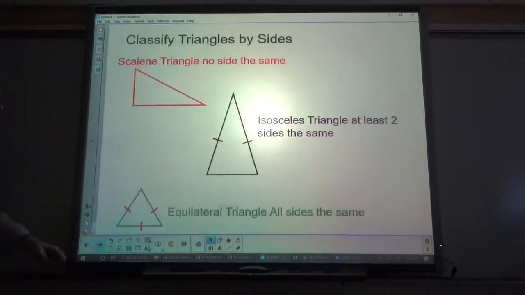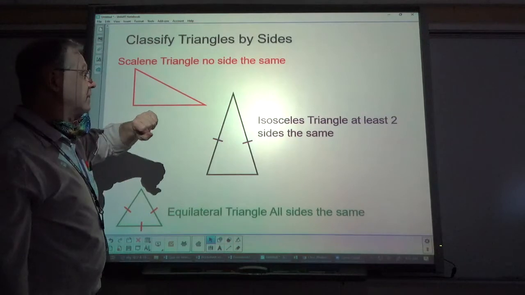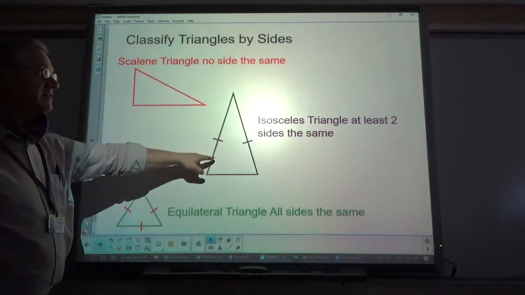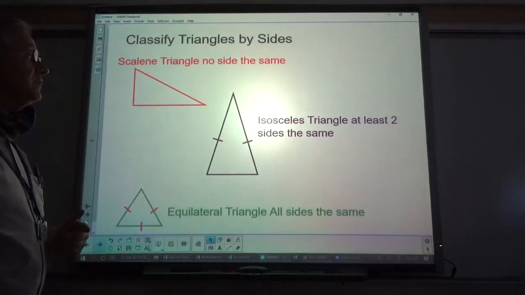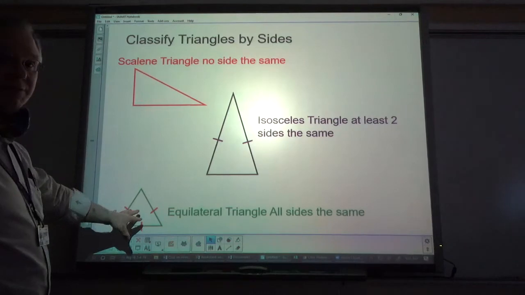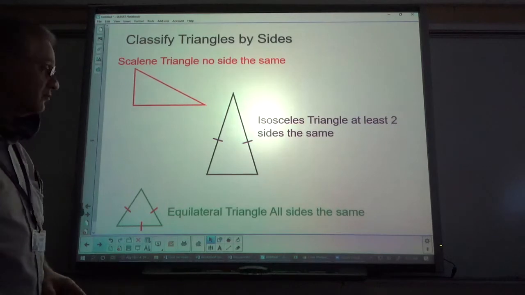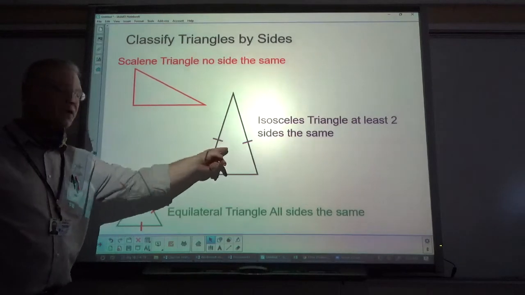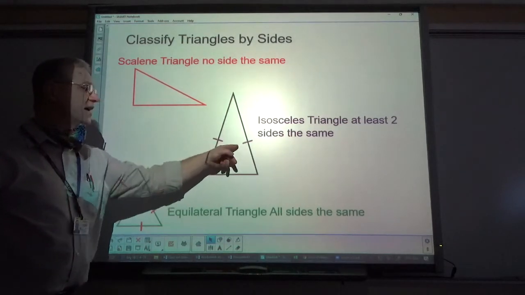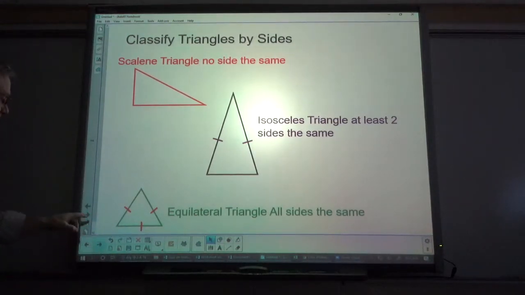All right. Next, classifying by sides. Scalene triangles: no sides are the same. All of them are different. In an isosceles, at least 2 sides are the same. You can have all 3 sides the same, and that's a special case of an isosceles called an equilateral triangle, where all 3 sides are the same. These things called tick marks let you know that the 2 sides that are marked have the same length. In this case, all 3 have the same length.